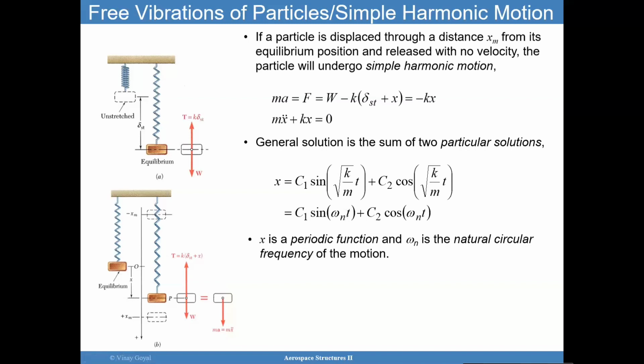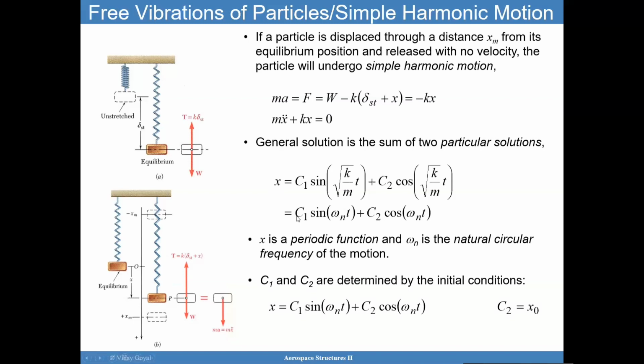X is a periodic function, and here omega n is actually the natural frequency of how this box is going to oscillate about the equilibrium position. So if I were to pluck it, it's going to start oscillating, and omega n is going to tell me basically how many cycles per second it is going to oscillate. And it's going to depend on the stiffness and the mass. So I hope that's very clear what we're discussing here.